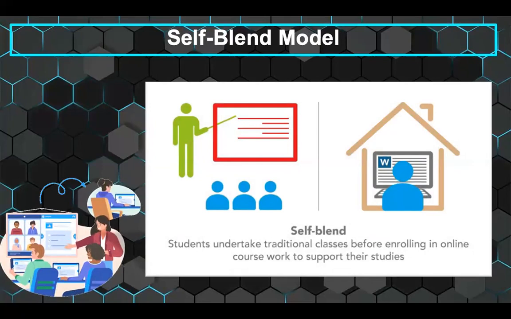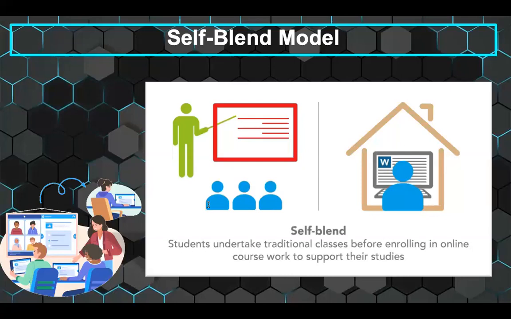The third model of blended learning is the self-blend model. Students undertake traditional classes before enrolling in the online course for their studies. I can elaborate it like this. The students have the option to pick and choose courses to take online as a way to supplement their existing course load at the school campus. The model is commonly found at the high school level, where students may choose to enroll in a course not currently offered by their school, such as an advanced placement course or a unique language course.